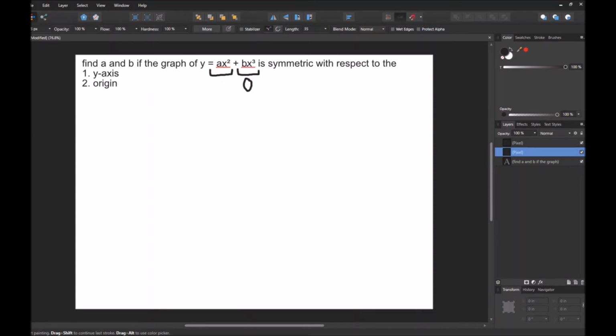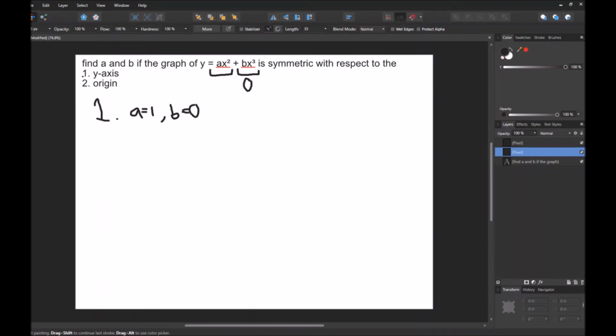And if I want this to evaluate to 0, one of these has to be 0. And if the only thing I'm changing is b, I would make b 0. So in part 1, I would say a is equal to 1 and b is equal to 0.